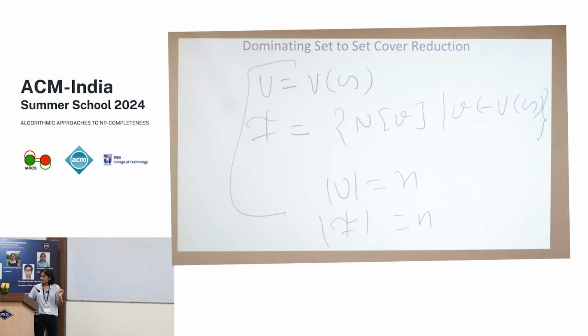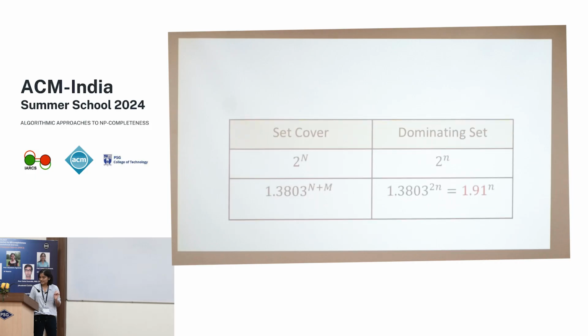Okay, great. Now let's see what this reduction implies. I have 2 algorithms for set cover. One was 2^n, but n is small n for us. So we get a 2^n algorithm for dominating set, but that's not very interesting.